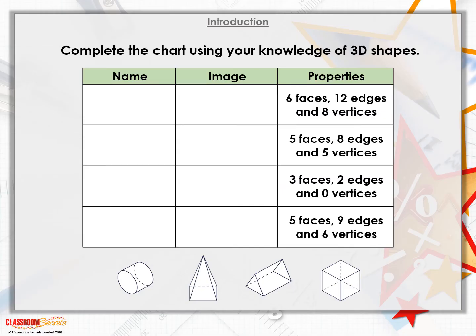Complete the chart using the knowledge of 3D shapes. Along the bottom here, we've got 4 shapes, and then we've also got the properties of those shapes. So it's almost like a process of elimination, looking for clues in order to fill them in. We've got to put the correct name here and pop in the image of which one we think it is.